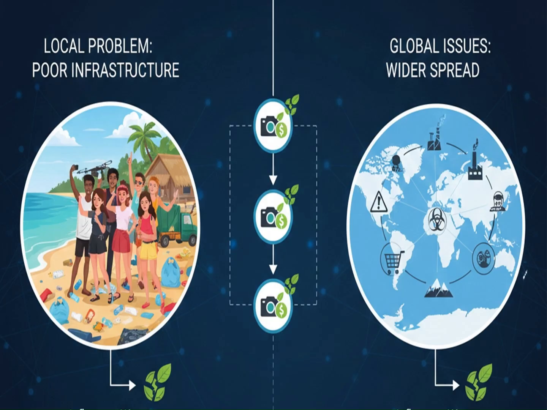Check if the issue is local or global. For example, a remote island facing plastic waste from tourism is a local problem tied to poor infrastructure, while plastic waste from industrial nations reaches remote islands via ocean currents.